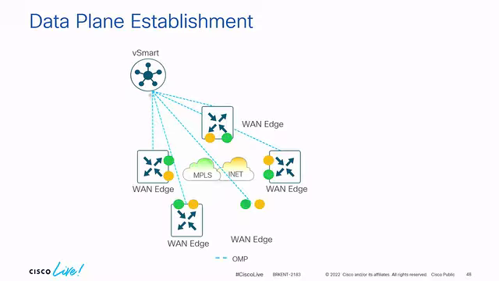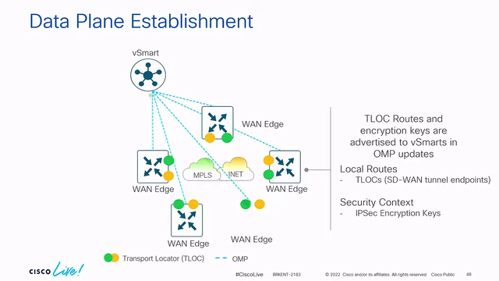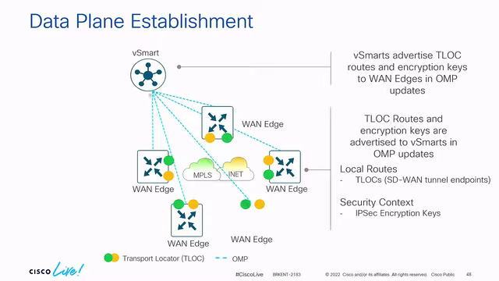So to go back and review how these data plane connections happen, we have our WAN edge router. We've made control connections to our vSmart. We've created our OMP sessions, right? We take our local routes and our TLOC routes and those encryption keys, and we advertise them to the vSmarts via OMP updates, okay? So this vSmart will advertise those TLOC routes and those encryption keys to the other WAN edges in OMP updates.